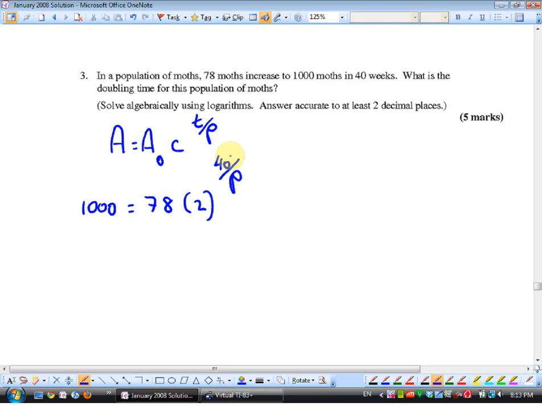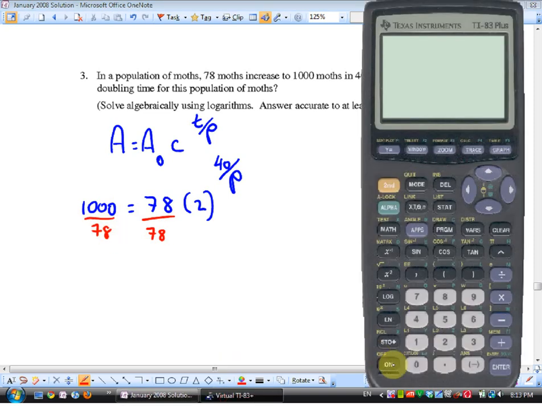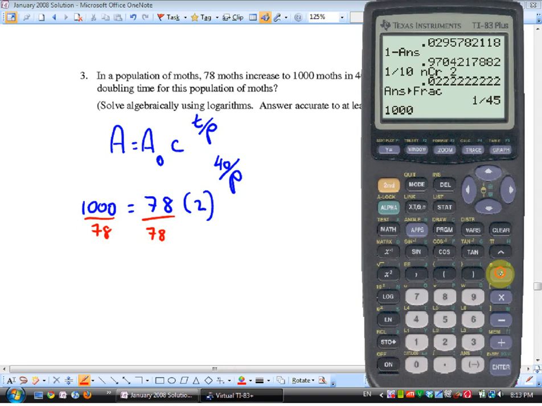40 weeks. I would now divide by 78, divide by 78. 1,000 divided by 78 equals 12.82. Is that a nice fraction? 500 over 39. I'll use 12.82. I'd be a little leery of rounding off. You know what? I'm going to use 12.8205.